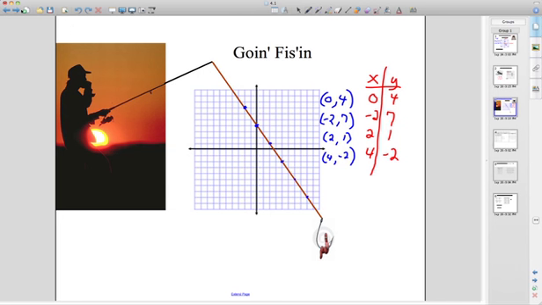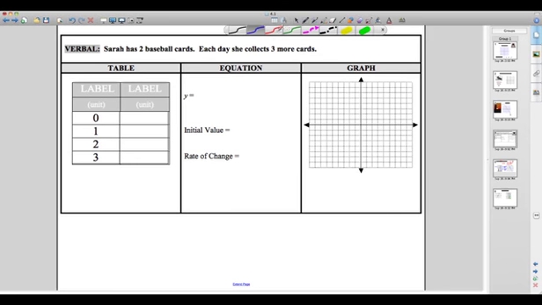Next slide, please. All right, let's look at a word problem real quick here. Check it out. It says Sarah has 2 baseball cards. Each day she collects 3 more cards. So we've kind of been toying with this idea of writing a rule or writing an equation. That's what I'd like to do here. I'd like to go from this verbal expression to an equation. So how am I going to do that?